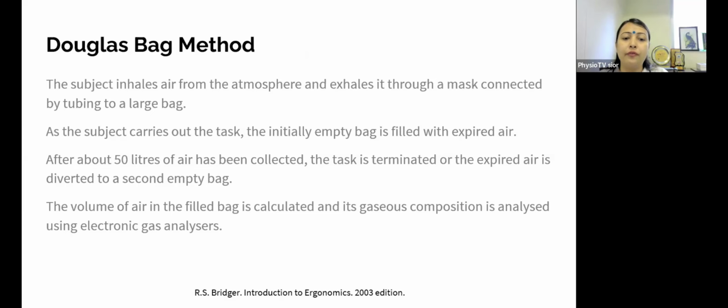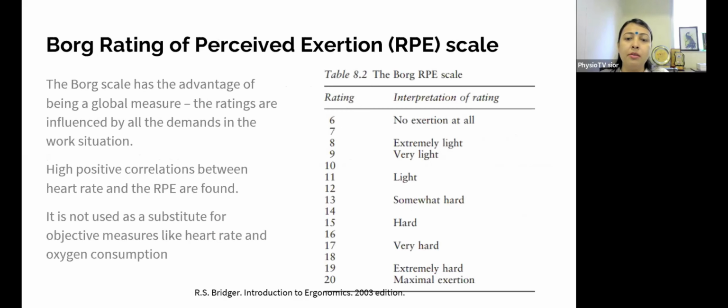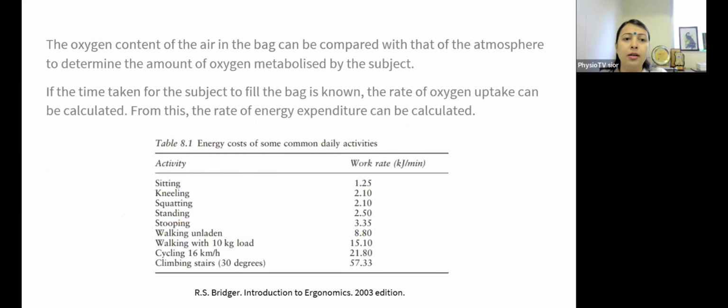The volume of air in the filled bag is calculated and its gaseous composition is analyzed using electronic gas analyzers. So as you can see, this is a very advanced method. It requires advanced equipment. So this is like the ideal method, but not in every scenario will it be possible to assess the aerobic capacity by this method. So the other method can be the Borg rating of perceived exertion scale. But before that, I'm sorry, I skipped this slide.